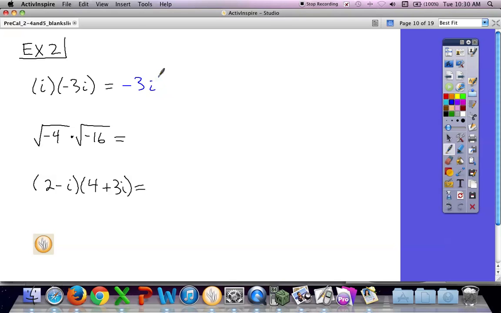Negative 3i squared. But then, because i equals the square root of negative 1, therefore i squared equals negative 1. Right? You square both sides. So that gives us a substitution to make. Whenever you see an i squared, replace it with a negative 1. So that makes this negative 3 times negative 1, which is 3.